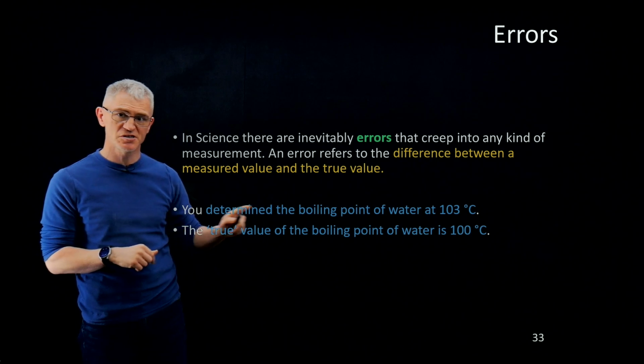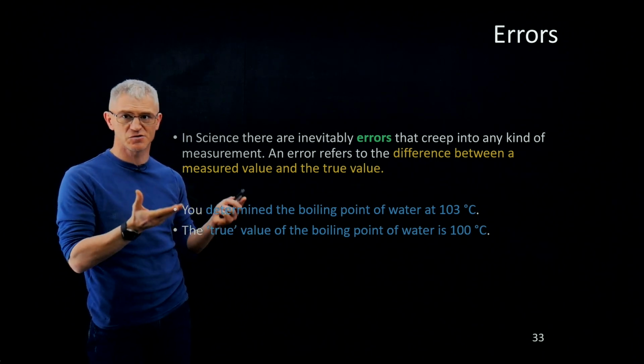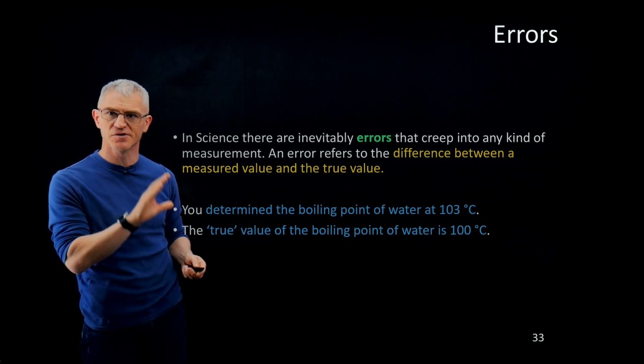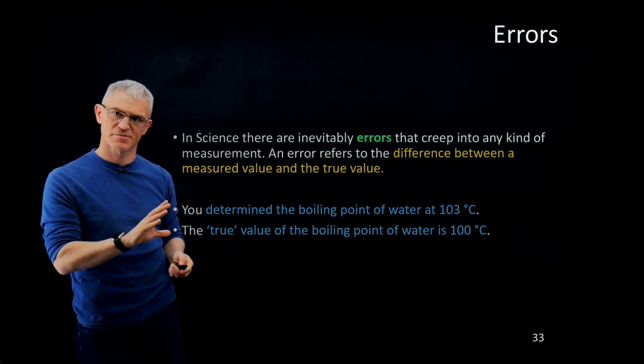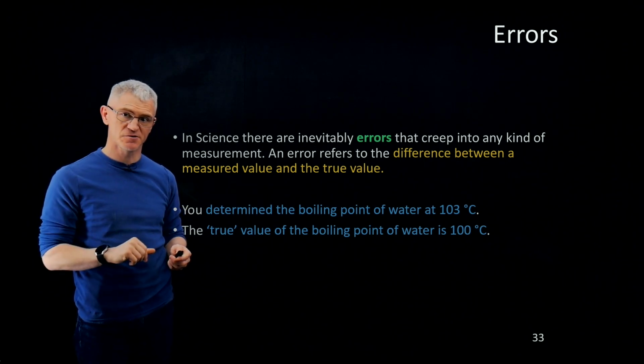So for example, you determine the boiling point of water to be 103, but the true value is 100. So you're 3 degrees out. That's not an accurate measurement. So that's accuracy first of all. It has to be close to the true value.